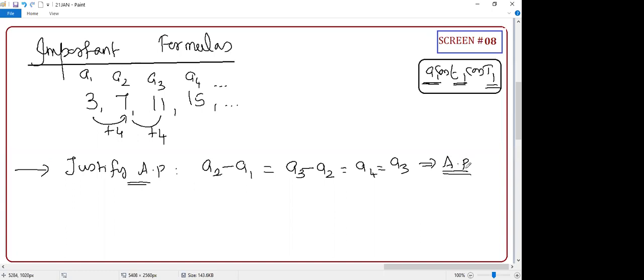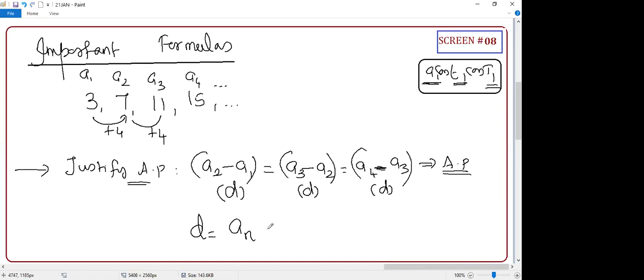Clear or not? And the difference is called as what? D. Yes or no? So difference, don't think that, guys, difference always means second term minus first term. You can take any term minus its previous term. Clear or not? Any term minus previous term will give you D. So now tell me, what is a common formula for D?